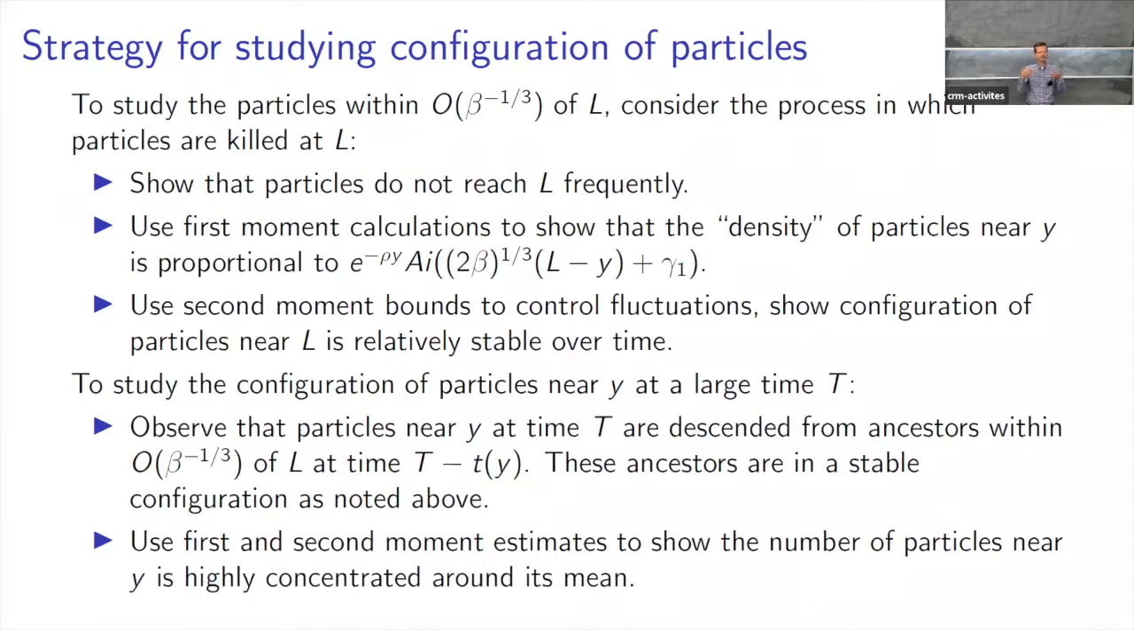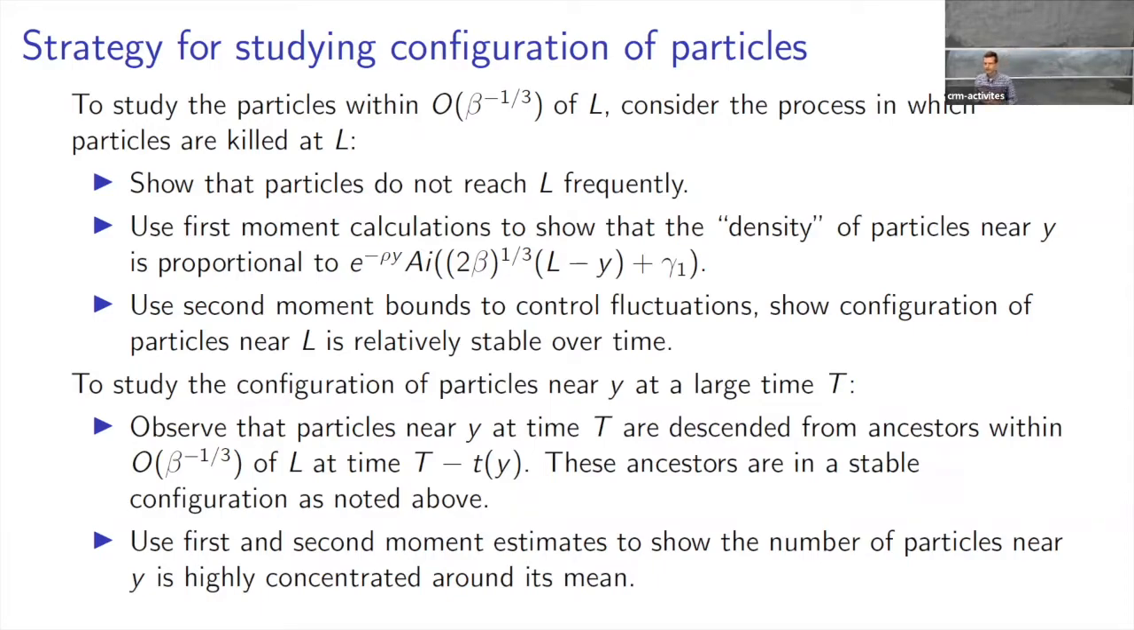So our basic strategy for studying this process is the following. We first want to study the particles that are very close to L. These are the fittest particles that are going to have the biggest impact on the process far into the future. And to study these particles, we're going to consider the process in which particles are killed when they reach L. So we have to show that particles are not killed at L too frequently, so that the truncation, yes.